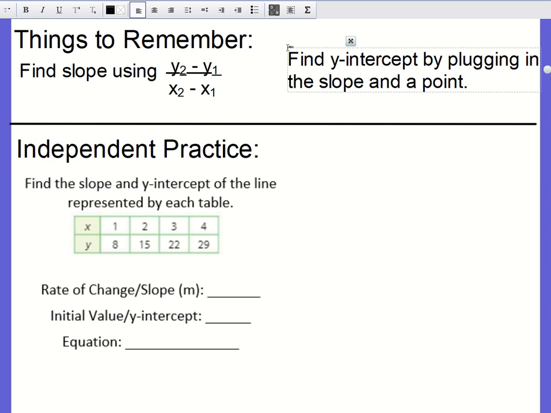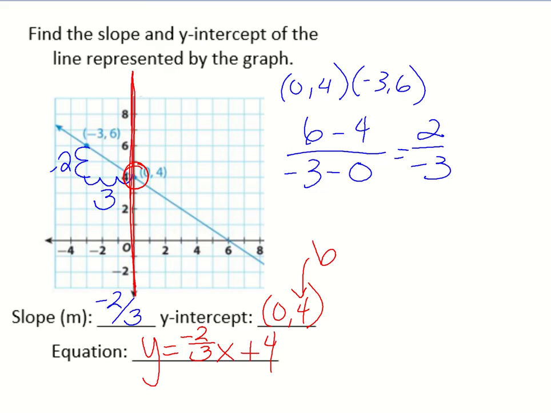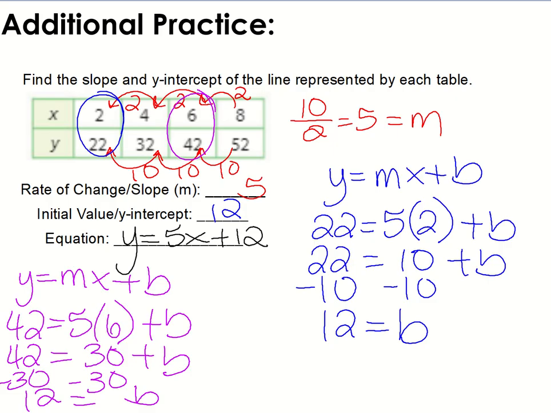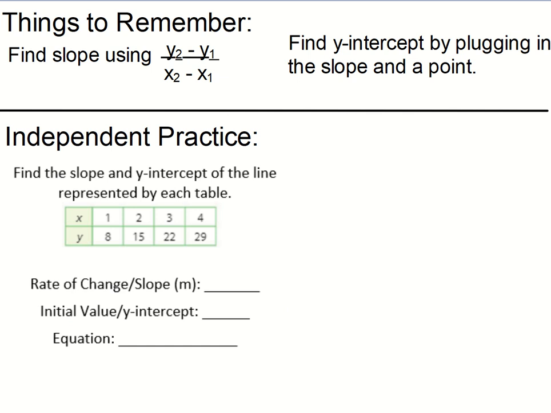All right, so your independent practice is similar to that example. So you can use this example. It's your first additional practice problem to help you with this one. It's almost identical. So go ahead and try it, and then we will work on it some more.